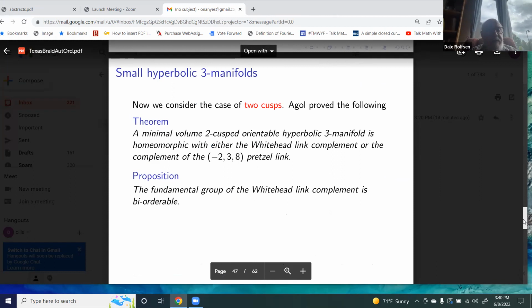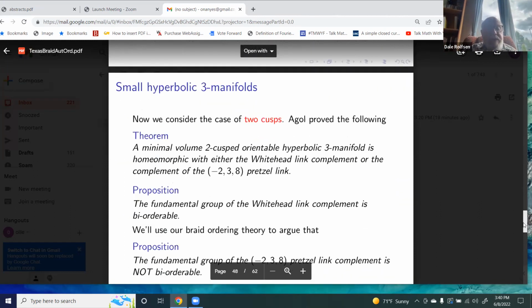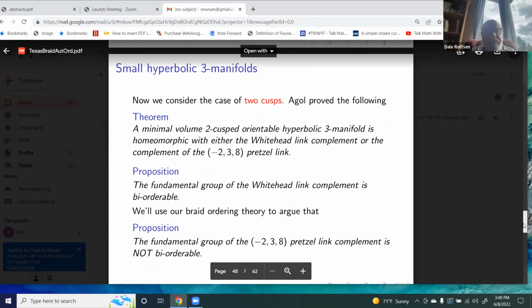Now, Eiko Kin and I proved that the fundamental group of the Whitehead link complement is biorderable. It's by an explicit calculation. But I'm going to use the braid ordering theory now to argue that the fundamental group of the complement of the -2,3,8 pretzel link is not biorderable.